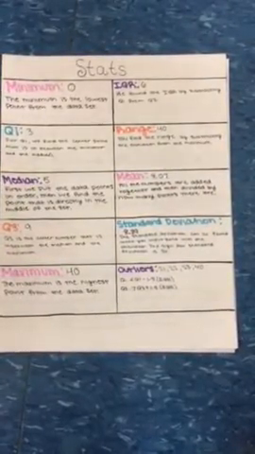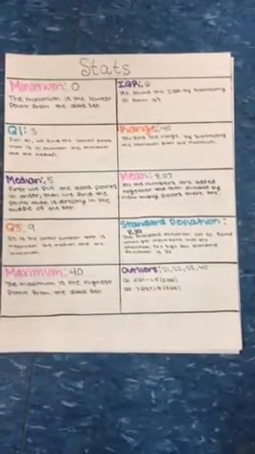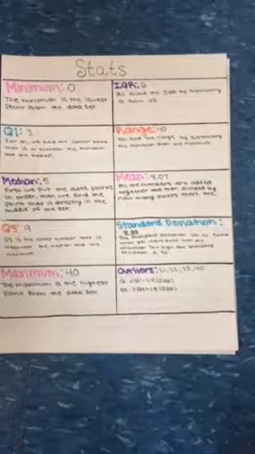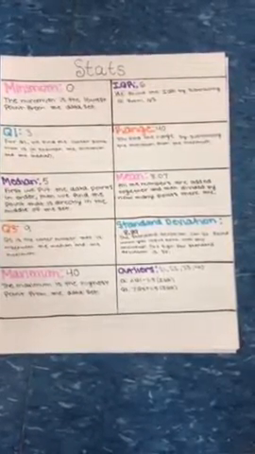Our outliers are 21, 22, 23, and 40. To find the outliers less than Q1, you do Q1 minus 1.5 times IQR. To find the outliers greater than Q3, you do Q3 plus 1.5 times IQR.